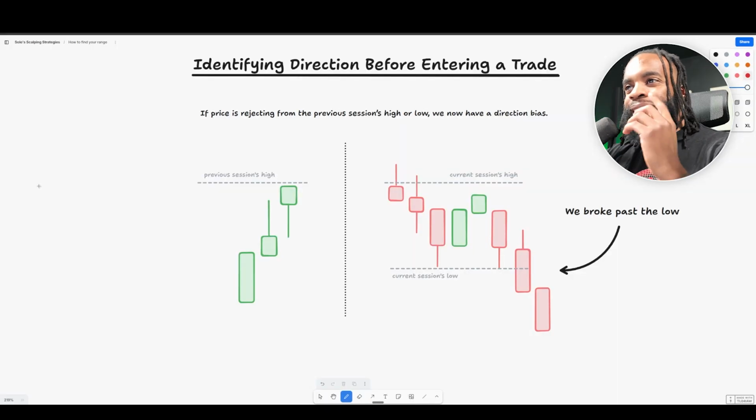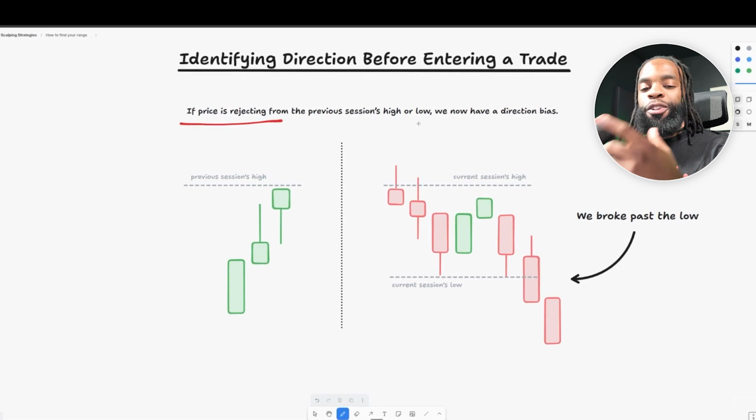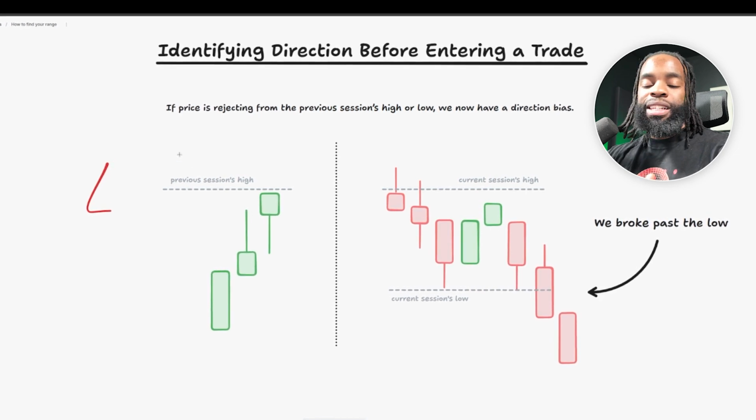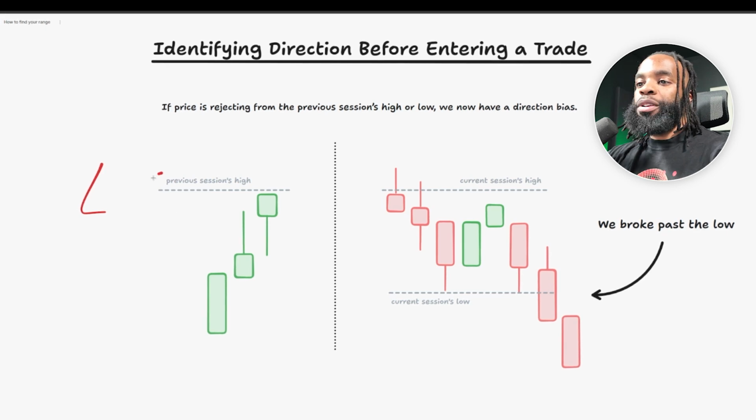Now let's get deeper. How do you actually enter trades once you know the direction? That is identifying the direction before entering a trade. If price is rejecting from the previous session high or low, we now have a directional bias. Notice on the left hand side, we have the previous, let's say, London session. It was creating highs and highs and highs, the previous session high.